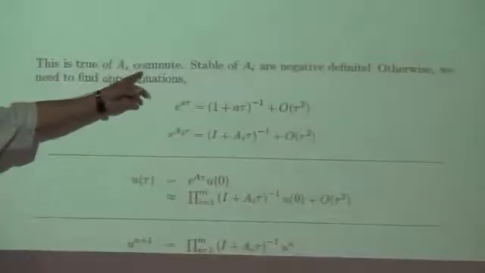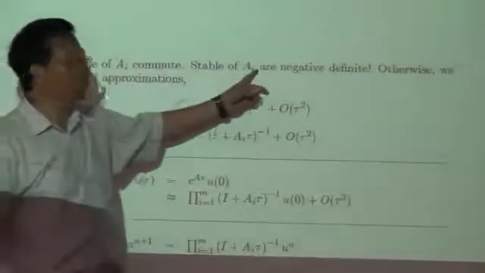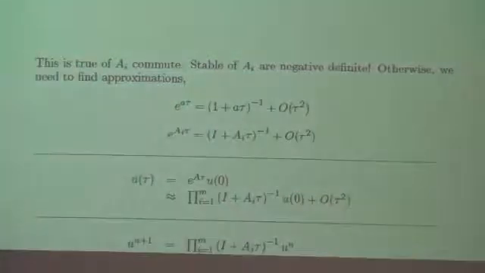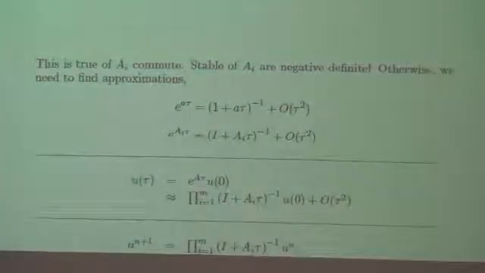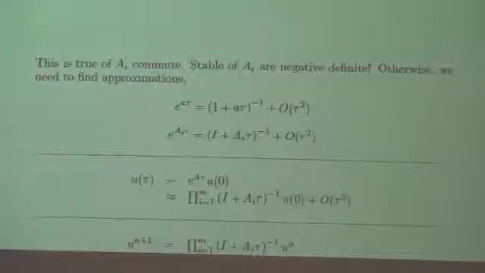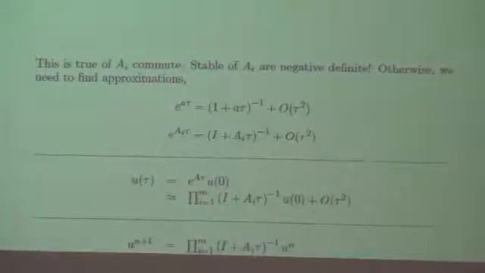So this is true if all the submatrices commute. And this is stable if the matrix A is non-positive. If it's positive definite, if one of the eigenvalues is positive, then the solution can explode to infinity. Especially assuming A is symmetric, all the eigenvalues will be real numbers. And if all the eigenvalues are less than or equal to 0, then this system will be stable.